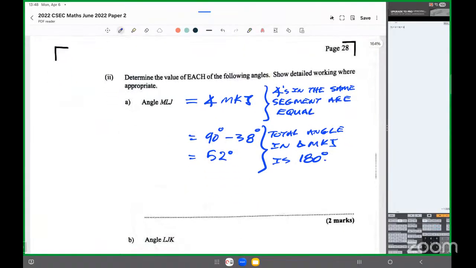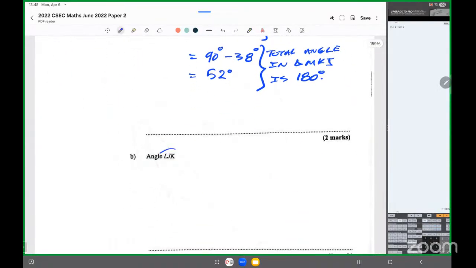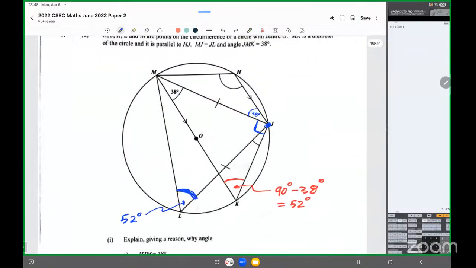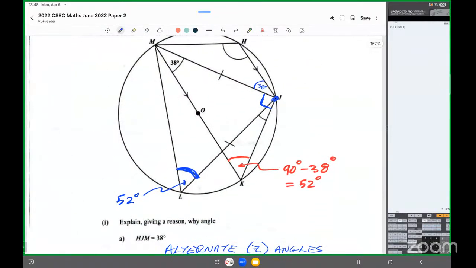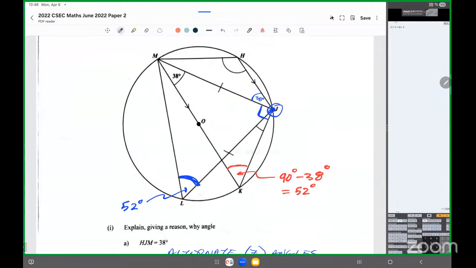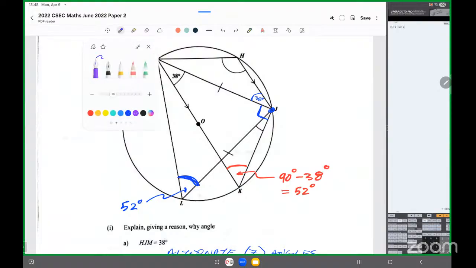Yes, sir. Beautiful. Next part, another one is LJK. Angle LJK. So LGK. They're talking about this angle here. I want next, let me use the purple for that one. They now want this angle right here. L to G to K. That's this angle right here they want now.